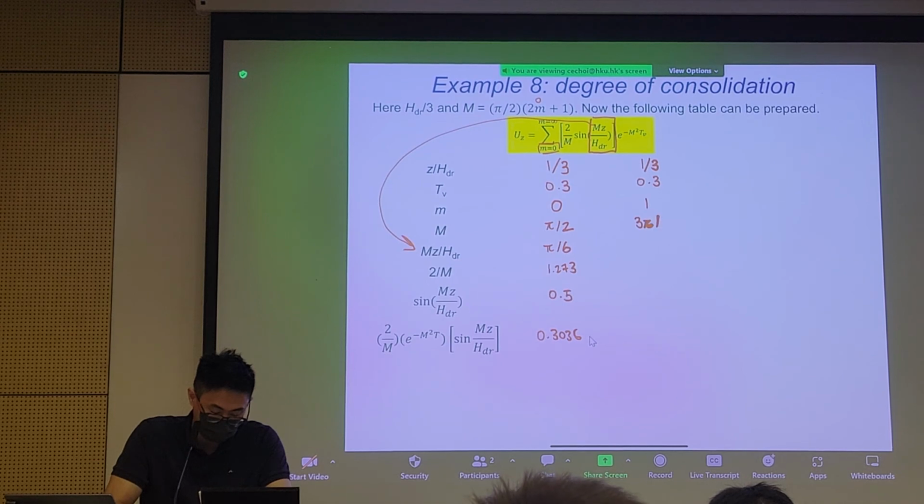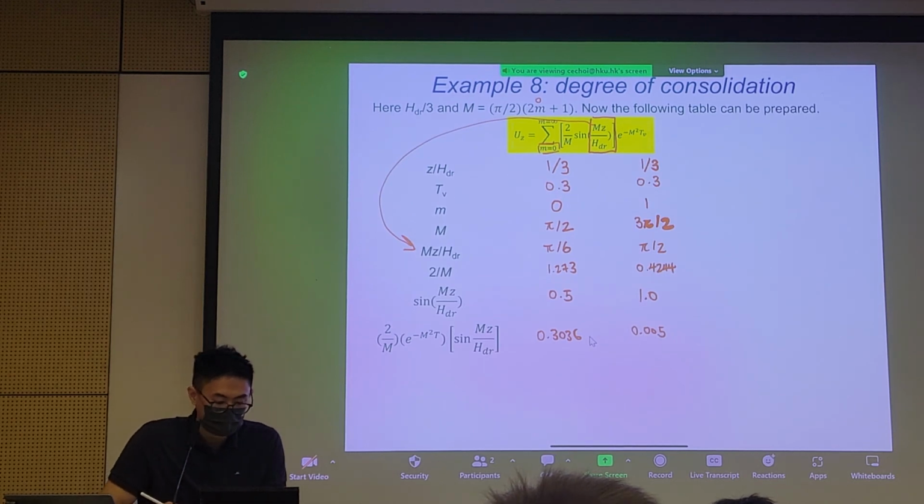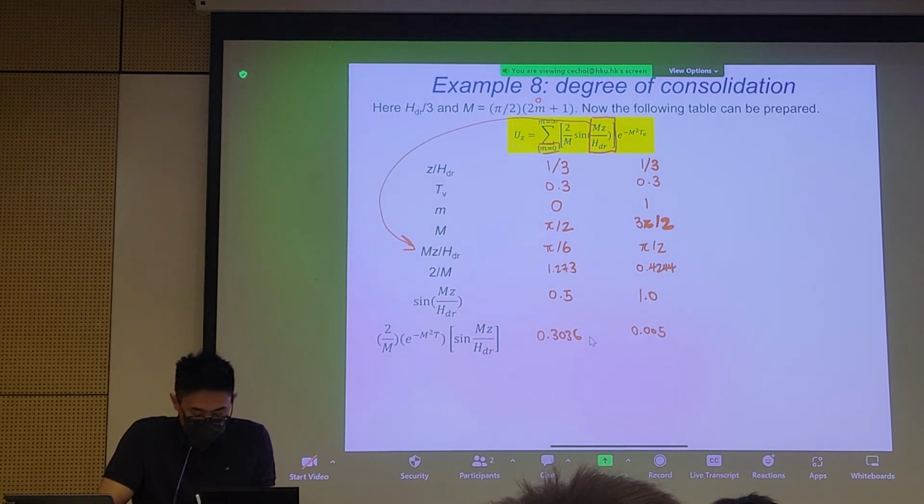Large M becomes 3 pi over 2. This becomes pi over 2. This becomes 0.4244. This is 1. This is 0.005. Now, what do we want to happen here? Well, we want this to equalize, right? To equalize to about 0. So we're not quite there yet, right? This is 0.005. So we can do another iteration.